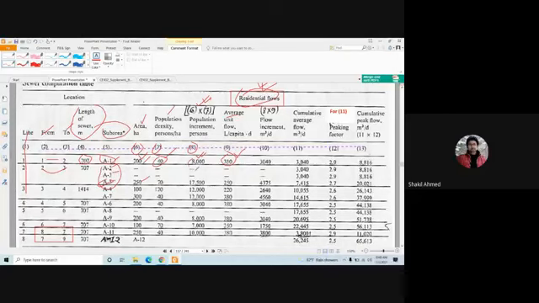Now, one person generates 380. Then 8,000 persons generate what? 8,000 into 380, right? Yes, sir. So this column is actually 8 into 9, column number 8, column number 9. 3040. Clear? Yes, sir.